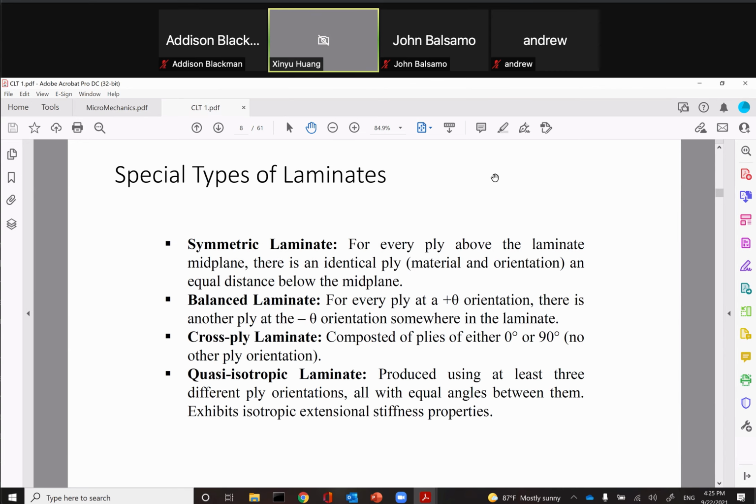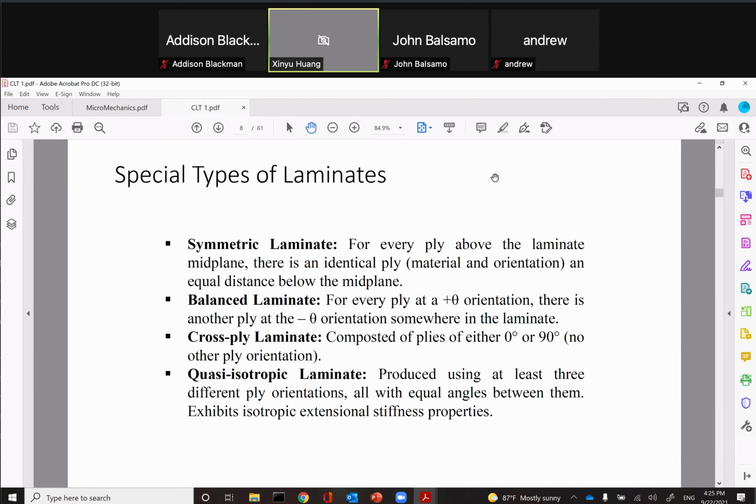So there are some typical terms, descriptors for laminates. When you speak of balanced laminate, what does it mean? When you speak of symmetric laminate and cross-ply laminate, quasi-isotropic laminate, what does it mean? Let's go over them one by one.